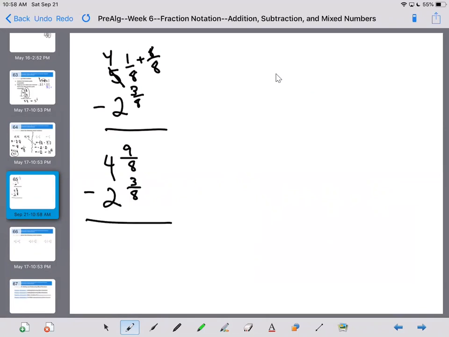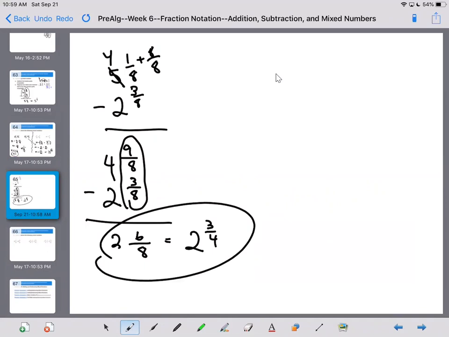And I would do the same process if the denominators were different. But here I can say, well, I can do this. 9/8 minus 3/8 would be 6/8, and 4 minus 2 would be 2. So 2 and 6/8 is the same as 2 and 3/4.